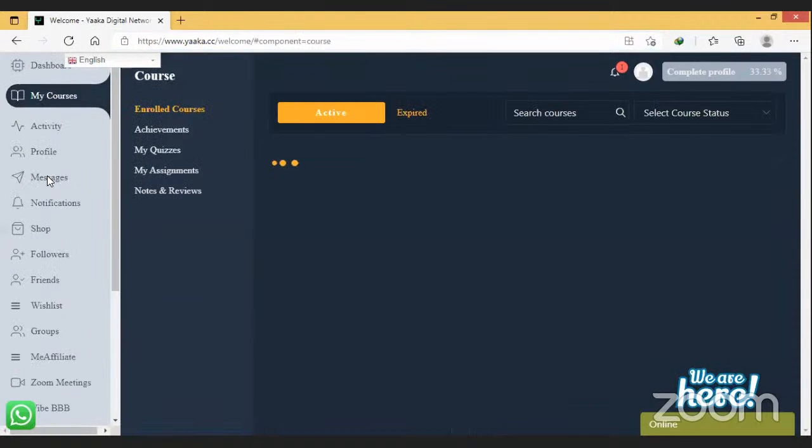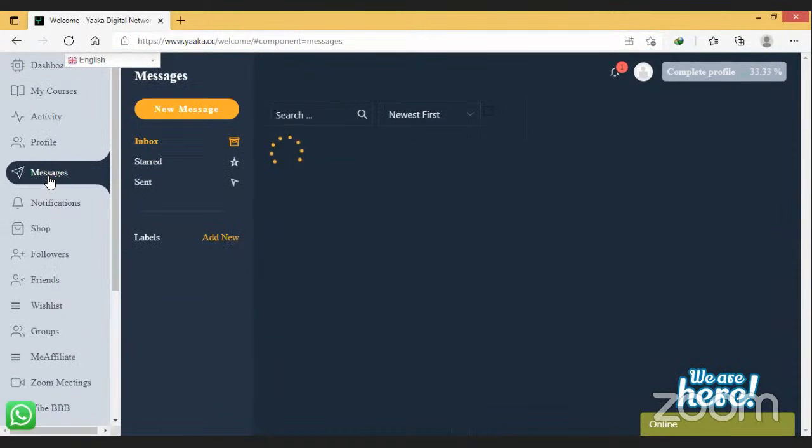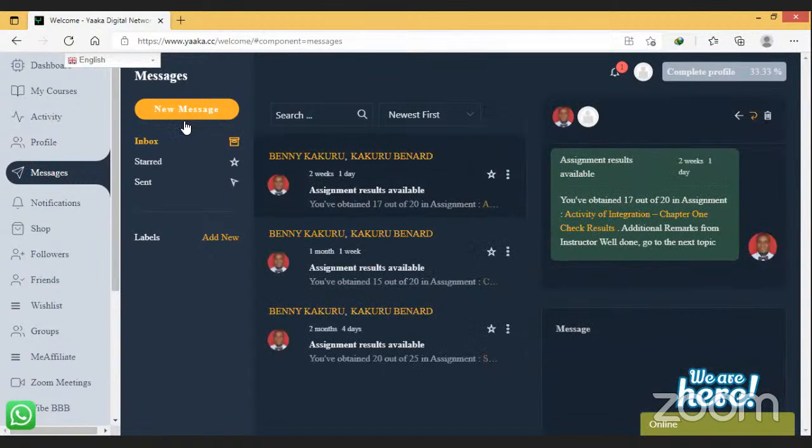So from here, you can go to my courses. You can check if the teacher has marked your work and you have some messages. You can even chat with your colleagues, those you know that they are in the same class. You get? So when you get marks, it will be like this. You have obtained 17 out of 20 in activity of integration chapter 1, additional marks. Well done, go to next chapter, something like that.